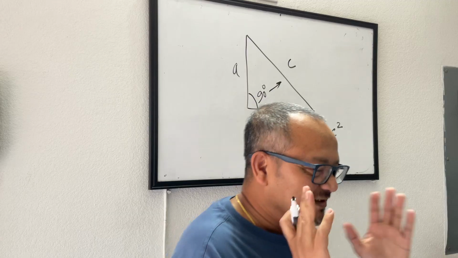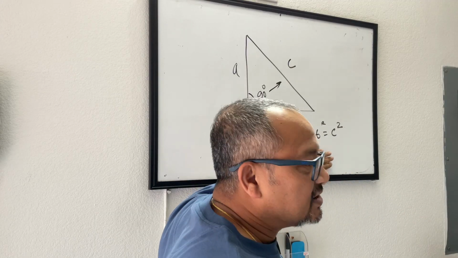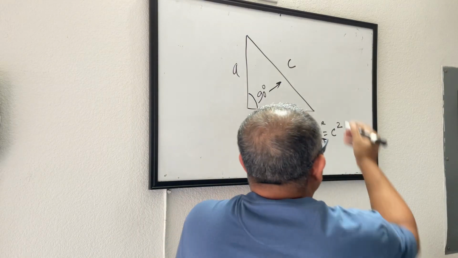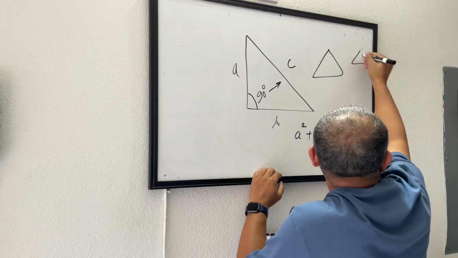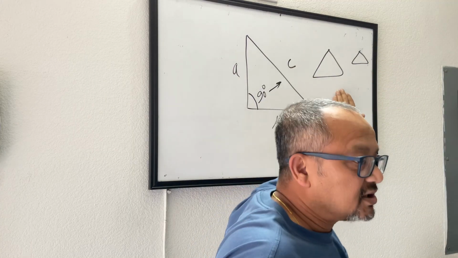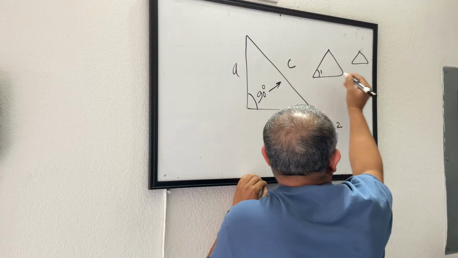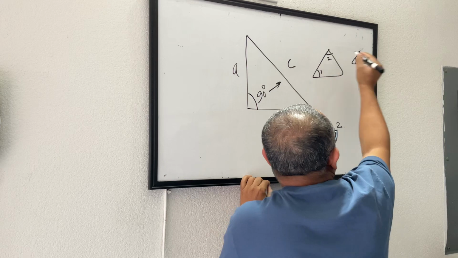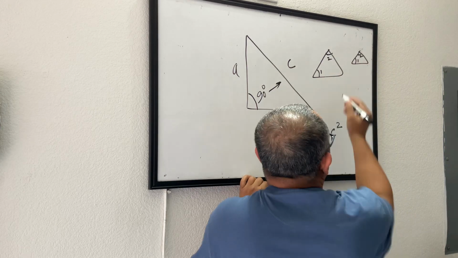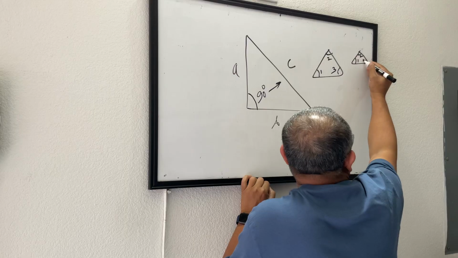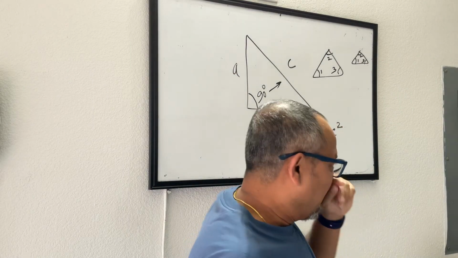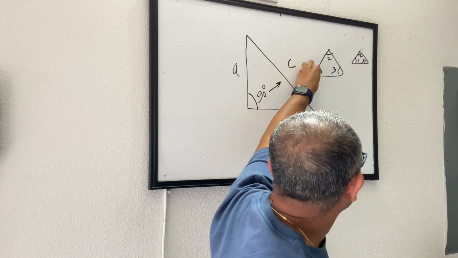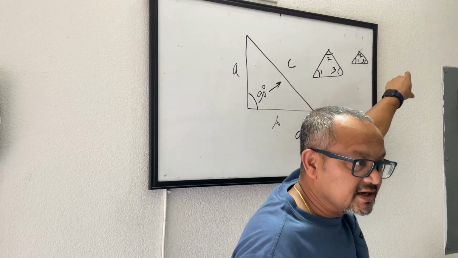So now let's keep the jokes aside. This theorem is based on a concept called similarity of triangles. If you have two triangles similar to each other, meaning angle 1 has a corresponding angle matching here in the second triangle, angle 2 has a corresponding matching angle here, and angle 3 has a corresponding matching angle here. Then these two are similar, meaning the angles are the same.